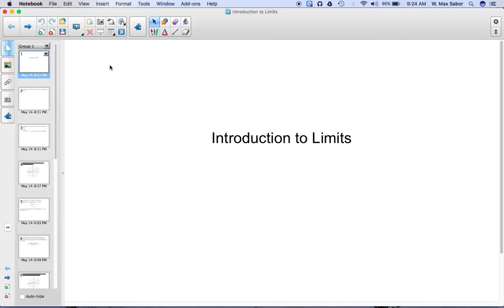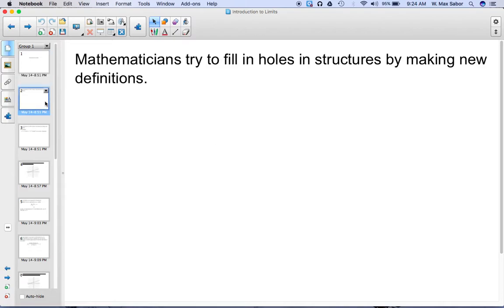Today we're going to begin talking about limits. Limits are one of the central ideas that allows us to do calculus. A general pattern of mathematics is that mathematicians try to fill in holes in structures by making new definitions.